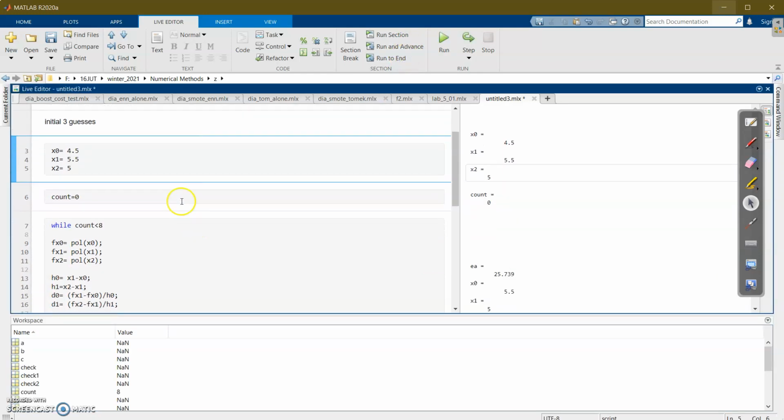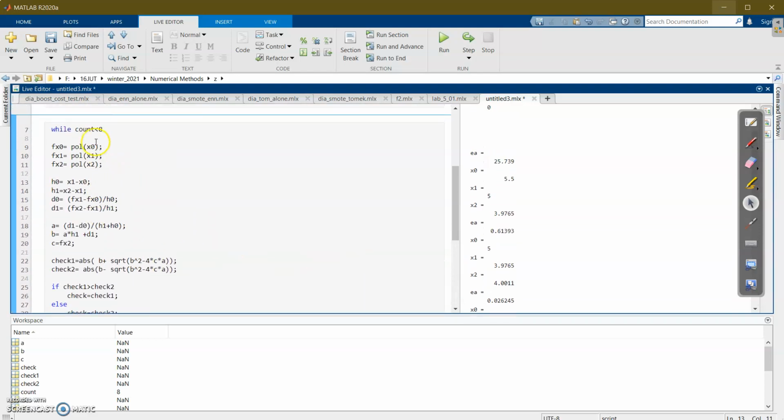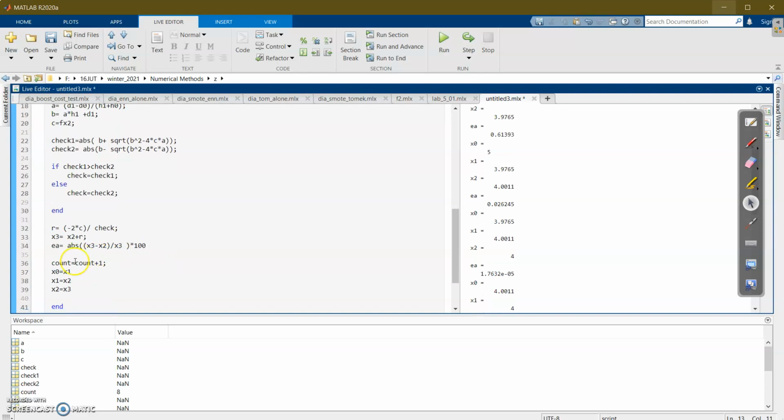Then run to end. So this is my initial guess, count equals 0, then count equals 8. As you can see, after a few iterations, the value is converging to 4, and the value is so small that the EA is becoming 0. Slowly it is going towards NaN. So that means I don't have to go up to 8 iterations to find the root here. Instead of using count as our condition, I can use this EA, our error, as the condition. That makes more sense, right?